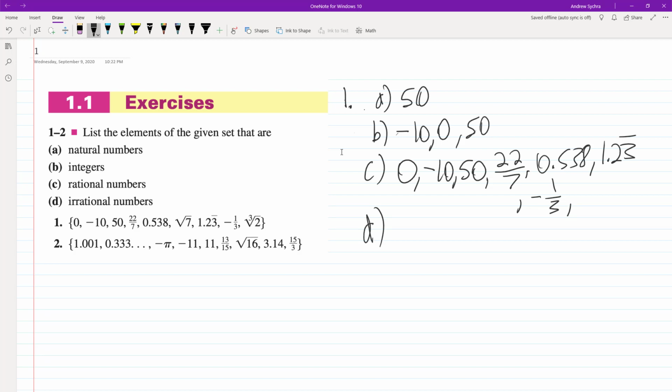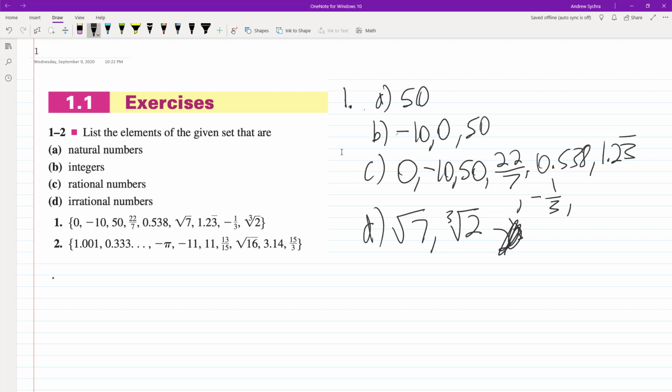And now we want the irrational numbers. And the nice thing about this is irrational numbers, well, it's pretty much going to be what's left over. So it's going to be the square root of 7 and the cube root of 2. Another way to say the cube root of 2 is actually 2 raised to the 1/3, but just so you know. Okay, so that's question 1, 80 to go.